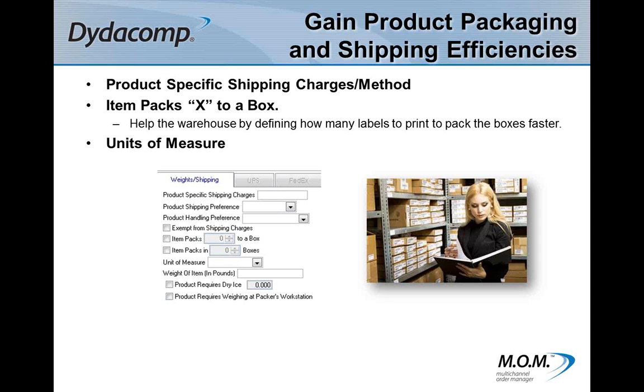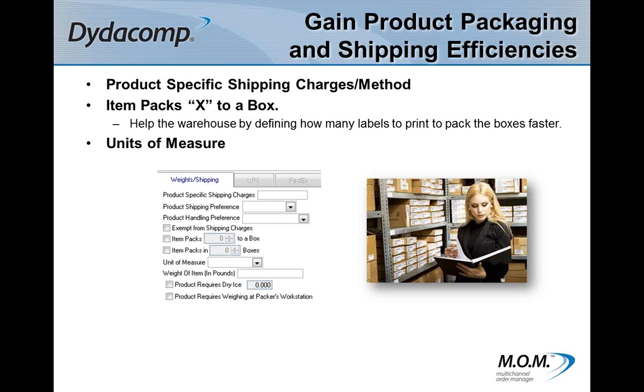As far as product and packaging and shipping efficiencies, we do have product-specific shipping charges. So if you always needed to charge a surcharge for an item, you'd be able to designate that here. If you needed to ship it with a specific shipping method, so if it's a perishable good and you always want it to go overnight regardless of what the customer chooses, you'd be able to designate that here.